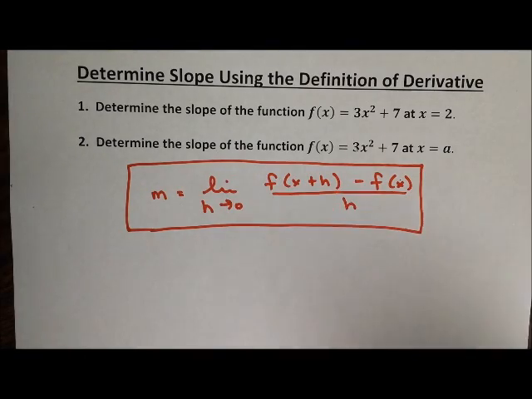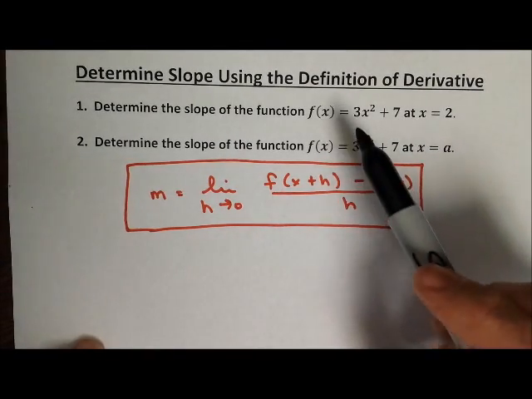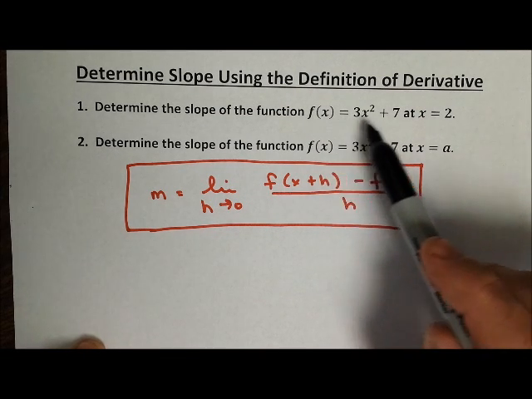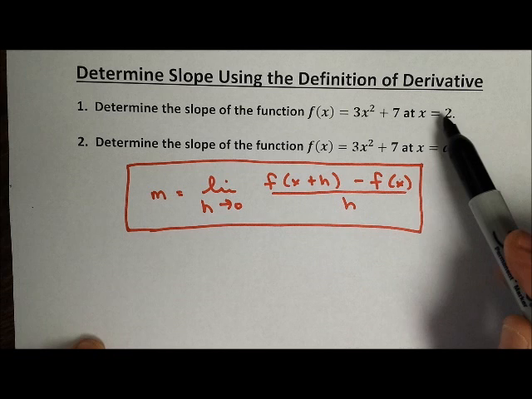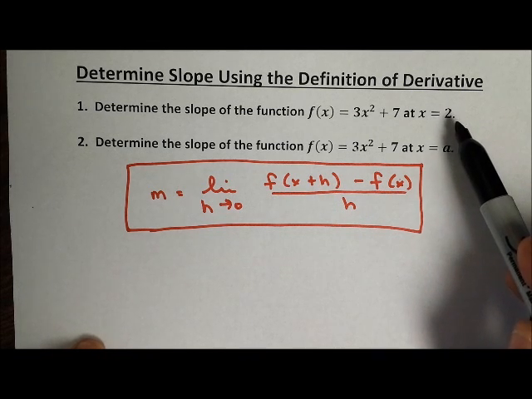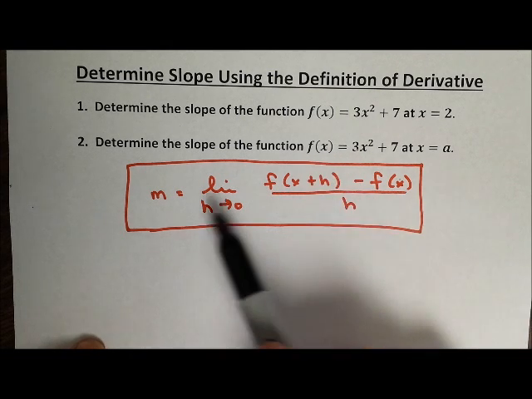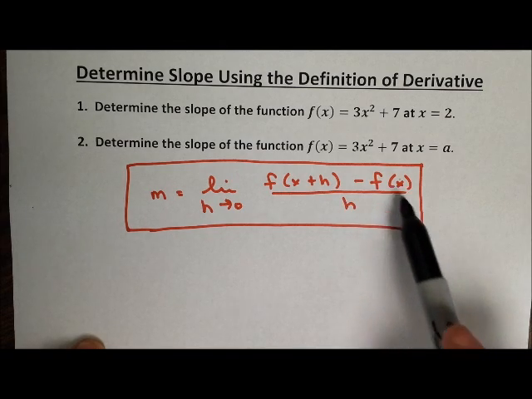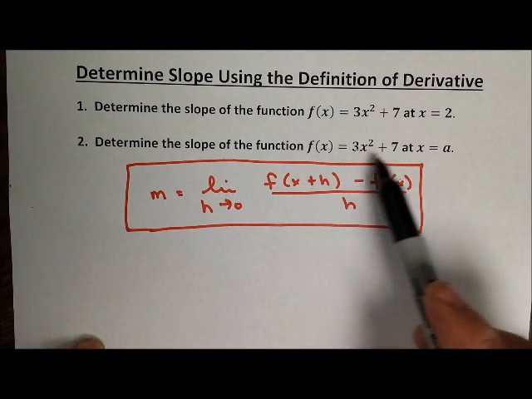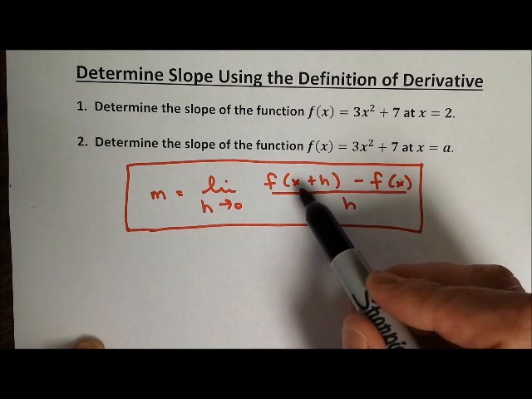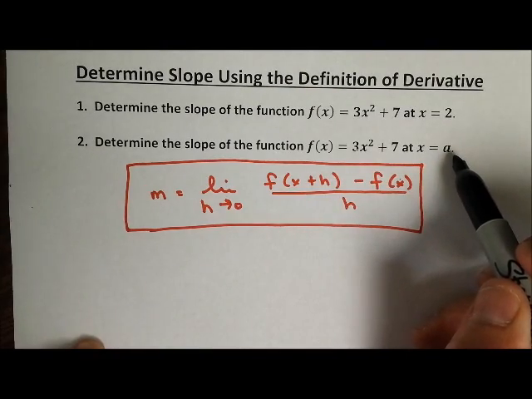This video is a continuation from the last, where we used the definition of the derivative to find the slope of the tangent line of this function at the specific x value of 2. We're now going to continue that video and do the same thing. We're going to find the slope of the tangent line, also called the derivative of a function, of the same function, this time at a non-specific x value, a. So this is when x equals a constant a.